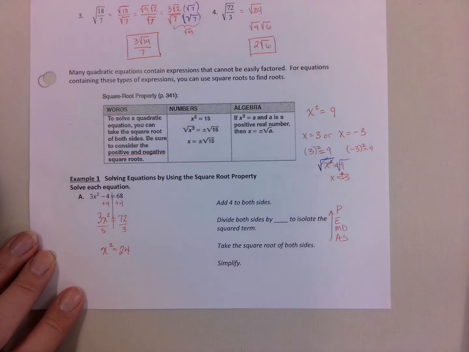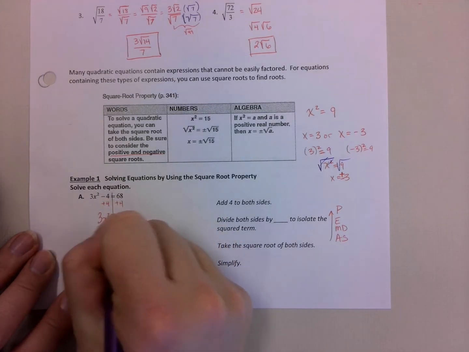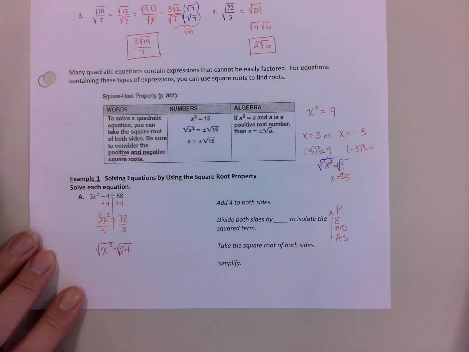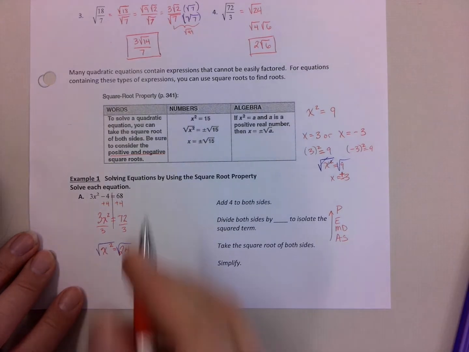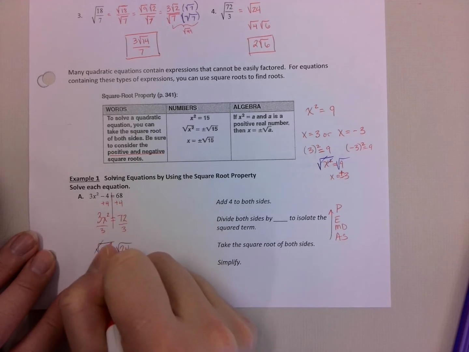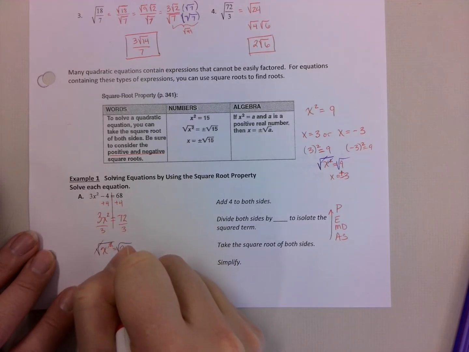And then to solve this one, I would come in and take the square root of both sides. So how do I get rid of a square? I take a square root. And that's going to cancel and leave me just x. But before I forget, I want a plus or minus.